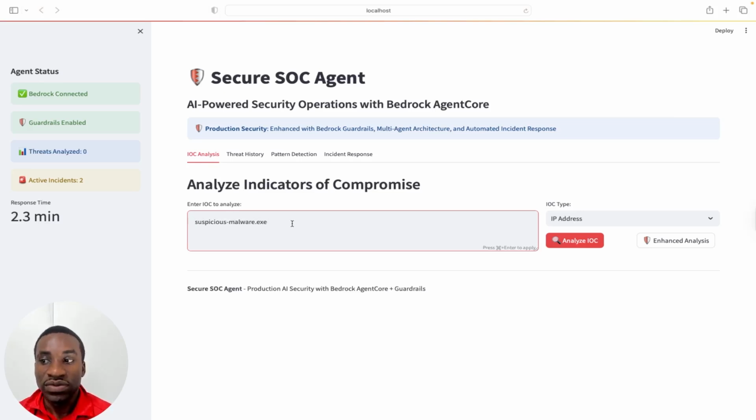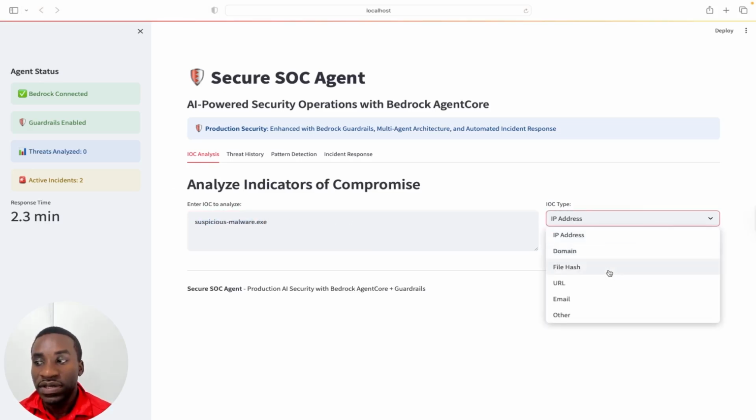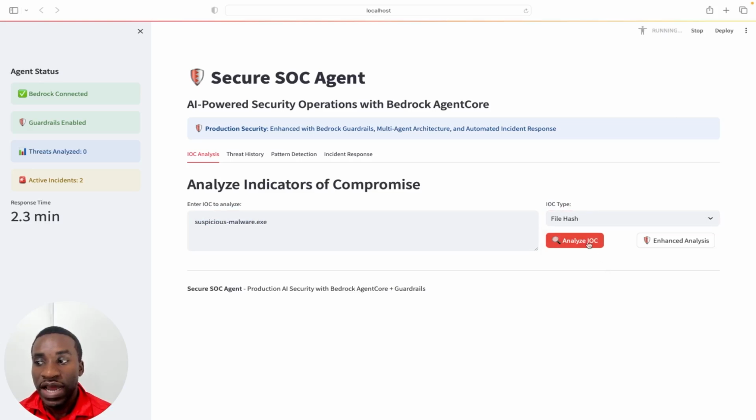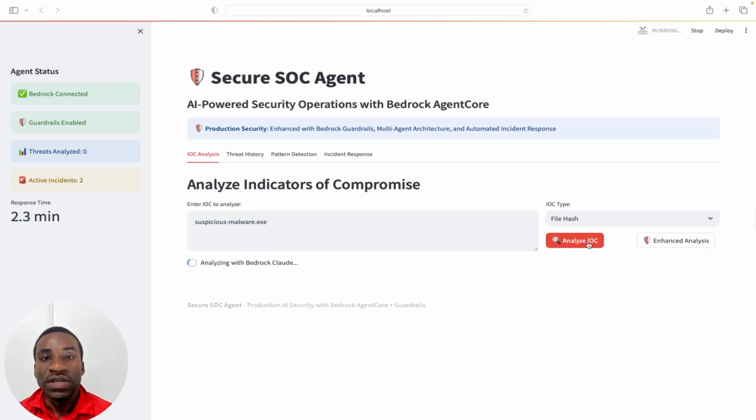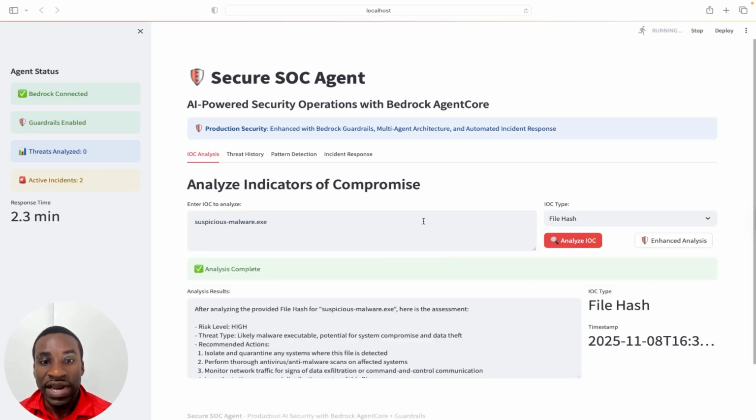So I'm going to look at this file. It's a file analyze. So it's using Bedrock for real-time threat assessment with business context. You see the response time was fast and it gives us a very high quality response. Risk level is high. It tells us the type of file, likely a malware, and it's telling us recommended actions like isolate and quarantine, perform antivirus scans on affected systems.